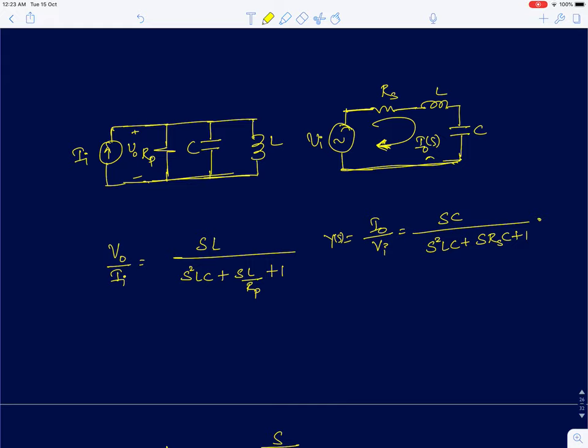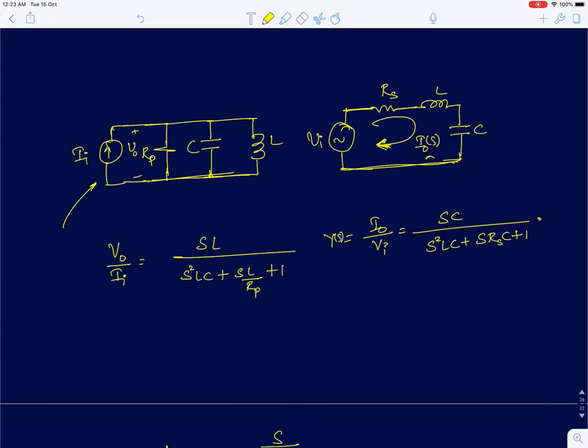So what did we do when we discussed series and parallel RLC circuits? In the first case, we fed a current and measured the voltage across the series RLC tank. And the transfer function is nothing but the impedance of the parallel RLC tank. We just fed a current to a parallel RLC tank and measured the voltage across it. The transfer function, where voltage is the output and current is the input, is nothing but the impedance of the parallel RLC circuit. And that was given by this expression.